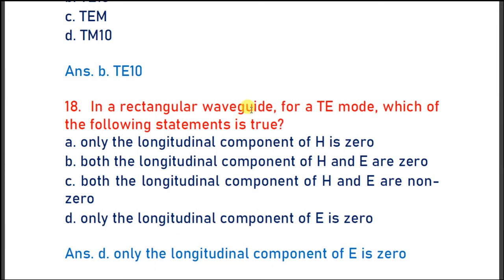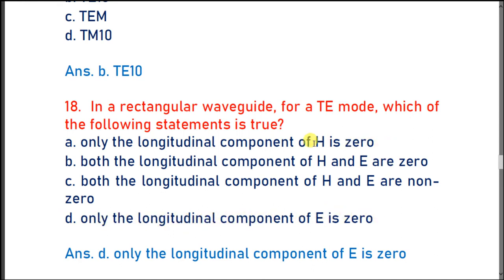For TE mode, the electric component is always 0 and the magnetic component is non-zero. So for TE mode, the E component is always 0. Which option satisfies this? Option D is satisfied. The longitudinal component of E is 0.